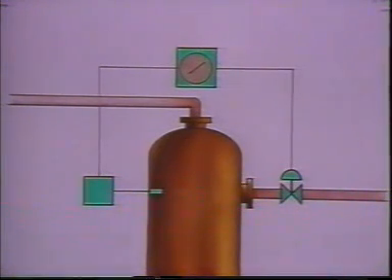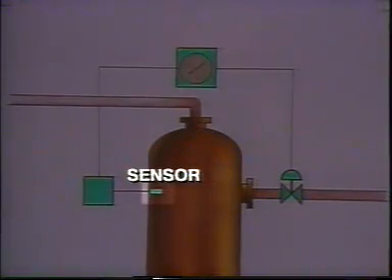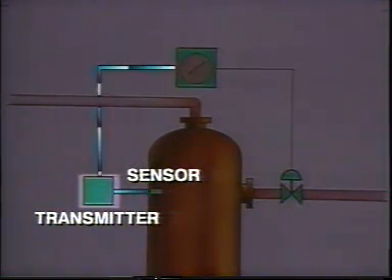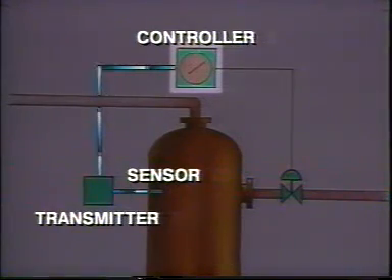Suppose we want to control the temperature at the top of this distillation column. The first thing we need is a measuring instrument that can sense the temperature at the top of the column. Next, there is a transmitter that interprets this measurement information and sends a signal to a controller. The controller is programmed to maintain tower top temperature at a desired value called set point.